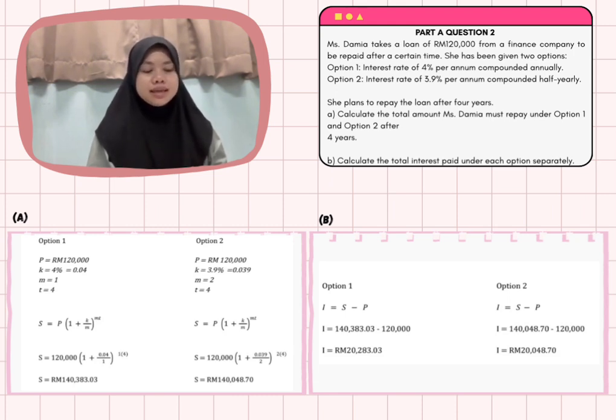For question B, based on the answer option 1 and option 2, we have value S, and question B asks calculate the total interest paid under each option separately. So we have now to calculate the interest using the formula I equals S minus P. You need to answer interest option 1 and option 2 using the information that we have, now substitute value into the formula. So interest for option 1 RM20,383.03. For the option 2 RM248.70.